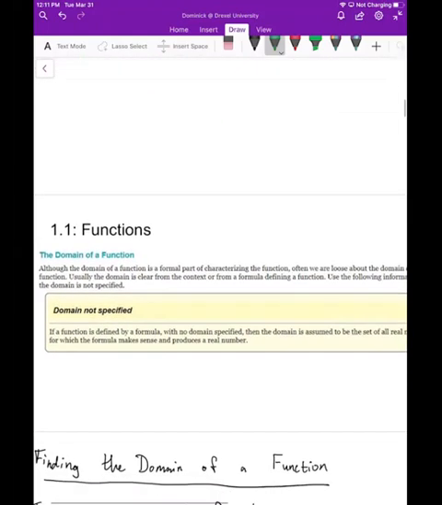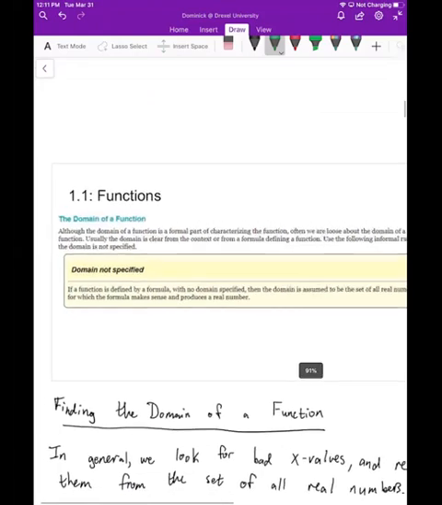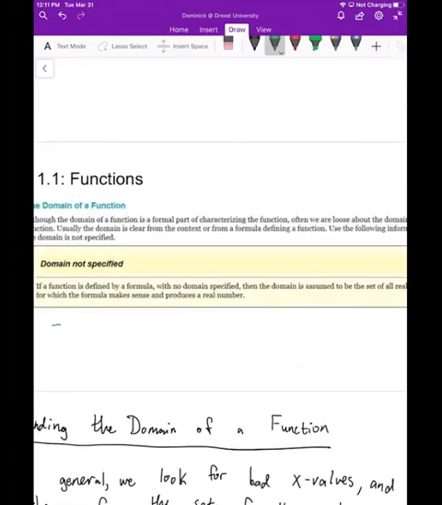Okay, now one thing that we need to talk about a little bit is that the domain of a function is not always specified, right? So we need to be a little bit careful there. So if we're not given a domain, it's assumed that the domain is all real numbers that make sense. And I'll put that in quotes, that makes sense.